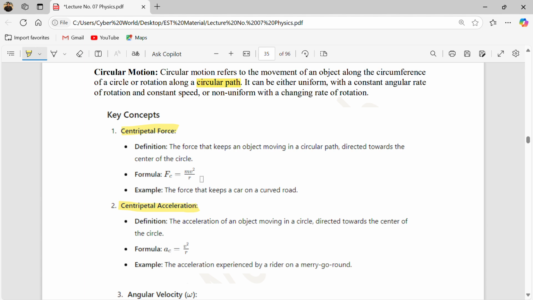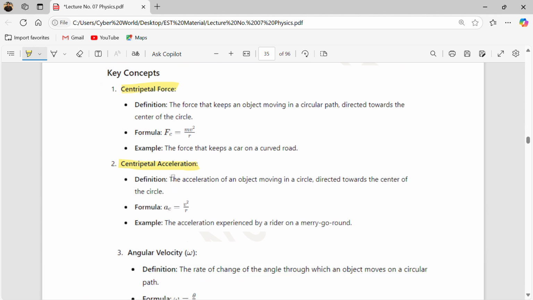Example: the force that keeps a car on a curved road. You know there is a concept of banking of roads. If there is a curved road, the outer edge of the road is raised. Why? To keep the car moving in a circle about the center point of that curve.